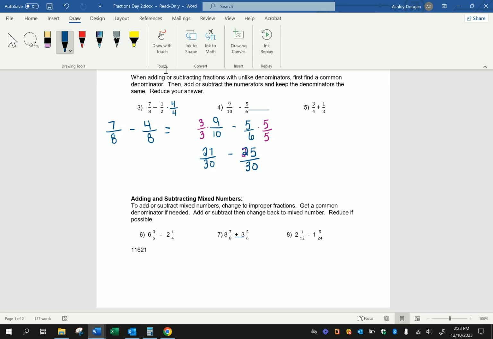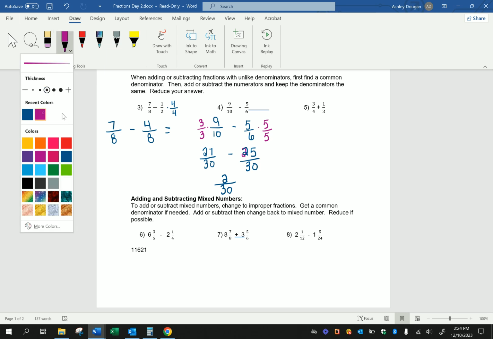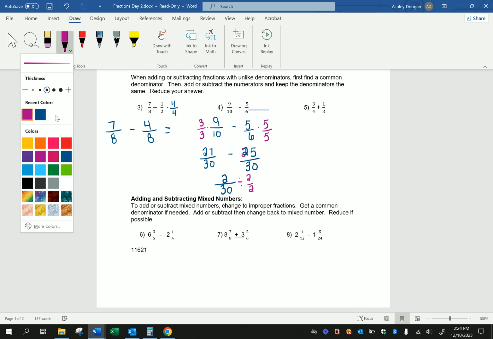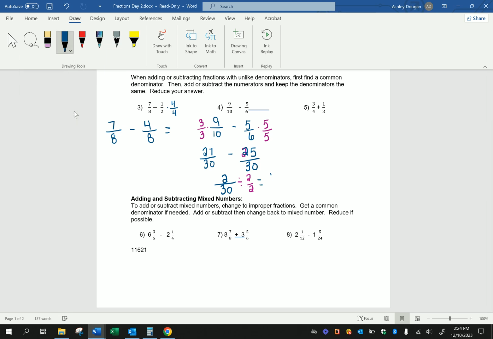All right. So I have 27/30 minus 25/30. When I subtract, that gives me 2/30, because I subtract the top and I keep the bottom the same. Now 2/30 is going to reduce. I can reduce that by 2. And I get 1/15. For my final answer, I get 1/15.